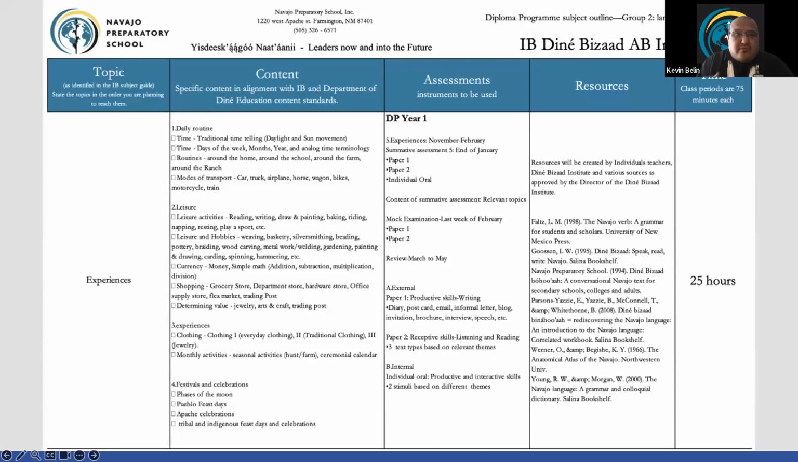And so this is what a really quick thematic unit looks like. So for experiences: daily routine, leisure, experiences, and festivals. So we look at those four things, and then we try to create a unit from those. Again, you're not going to hit all of them, but you are going to be able to use that and again build on it in the next unit.